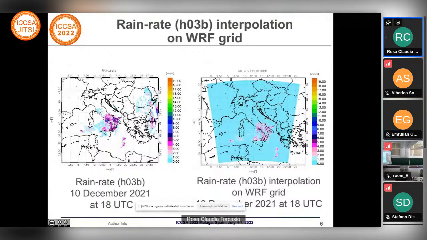Before applying 3D VAR, we need to interpolate rain rate on the work grid. That's because the rain rate data have a spatial resolution of about 5 kilometers, while the model has a horizontal resolution of 3 kilometers. So in this slide, you can see on the left the rain rate from satellites, and on the right, the same data, but interpolated on the work grid.